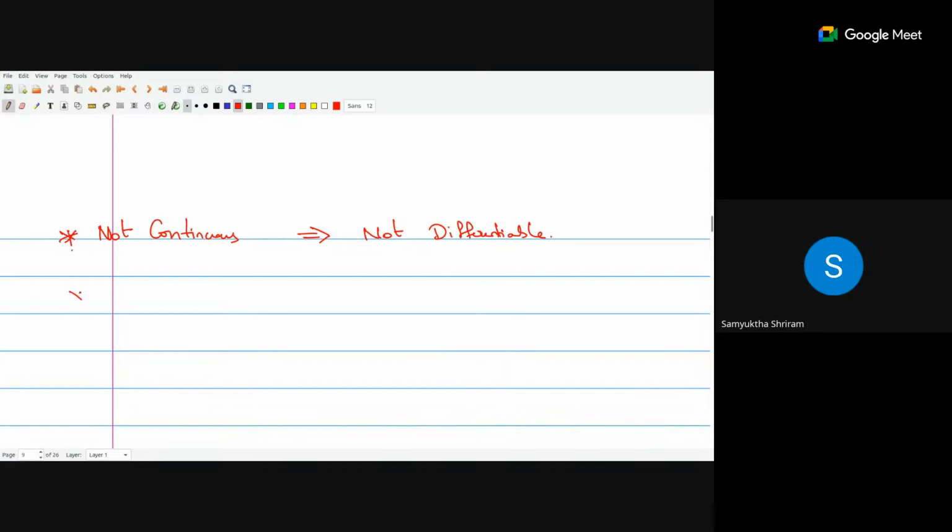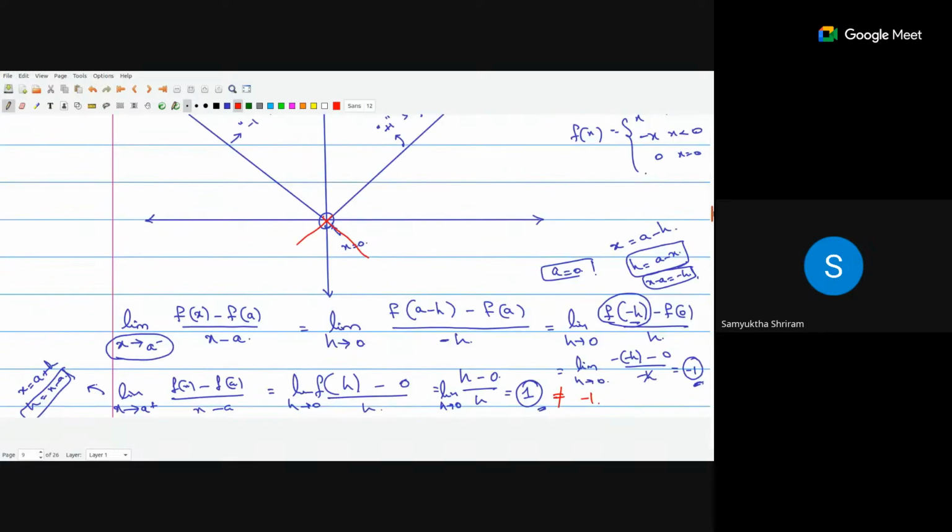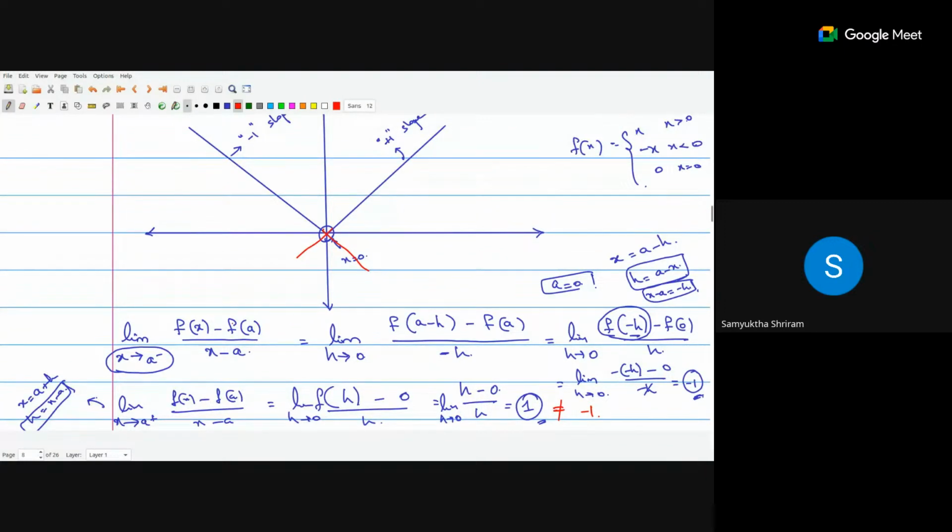Sir, could you scroll up to the previous page? Sir, I'm a little confused as to why it's minus h in the denominator. Okay, that is how I defined it. I took x as a minus h. As I said, the setup was that on the number line, a was in the middle, on the left side was x minus, and on the right side was x plus. See, this is x, this is a. When x is coming from the left side, x is smaller than a. And the difference I said is h.